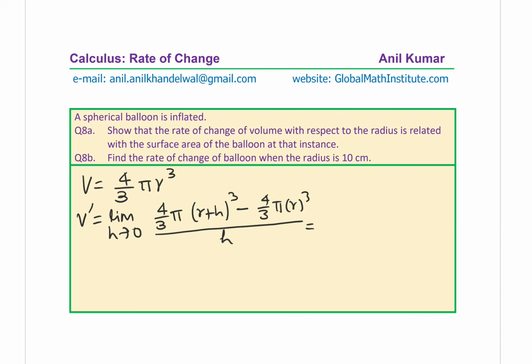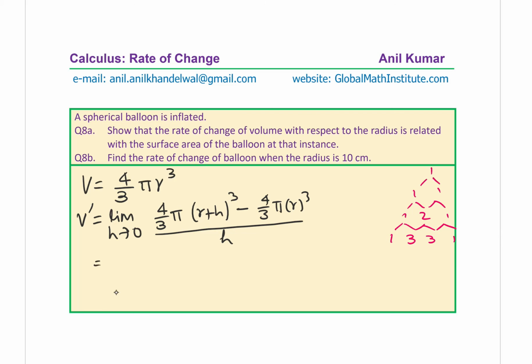Now to solve this, you should know the expansion for (r plus h) whole cube. So if you don't know the expansion, in that case, you could also use Pascal's triangle. So let me just say Pascal's triangle. I'll just quickly make one here. So that is how you make Pascal's triangle, correct? So add the previous two to get the next one. 1331 is the coefficient, correct? So now we'll use this Pascal's triangle to expand.